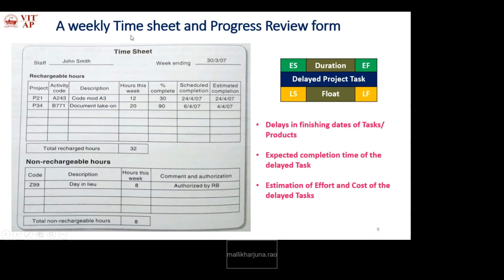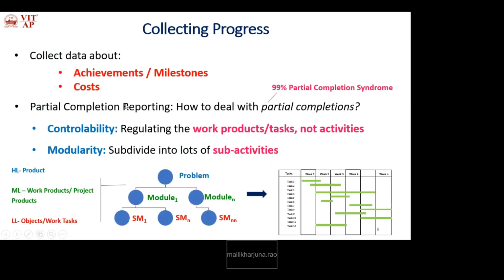So a weekly timesheet and progress review form is generated for every delayed project task: delays in finishing dates of tasks or whole products, expected completion time of the delayed task, and estimation of effort and cost of the delayed tasks. This way, we prepare a progress review form and submit it to the higher officials. Based on this review form, the higher officials make decisions on how to deal with partially completed products.